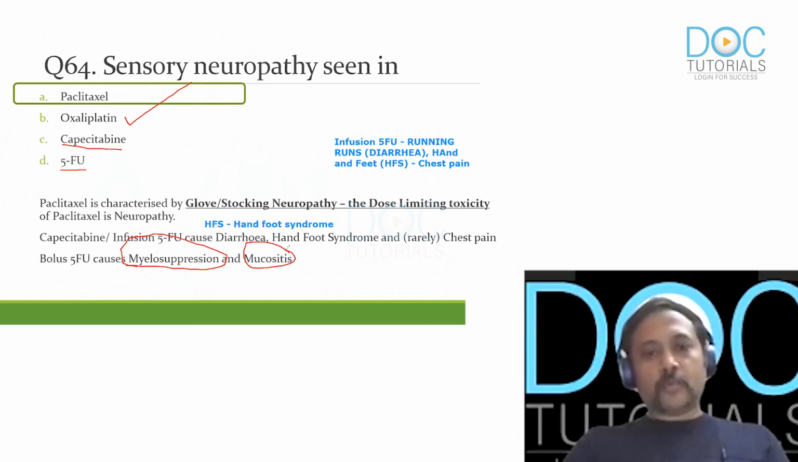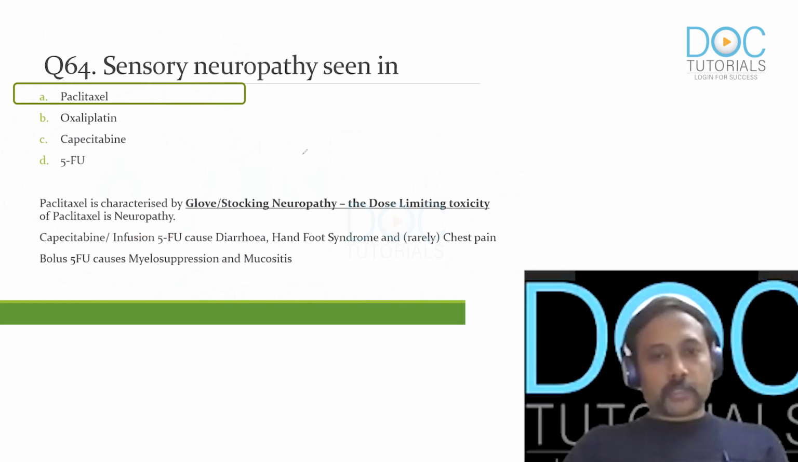So bolus will cause the bone marrow toxicity, and then you have capecitabine and infusion 5FU, which will cause the runs, basically diarrhea, hand-foot syndrome, and the other type. That is going to be the difference between infusion 5FU and bolus 5FU. There is a difference in the toxicity profile associated with each, right?